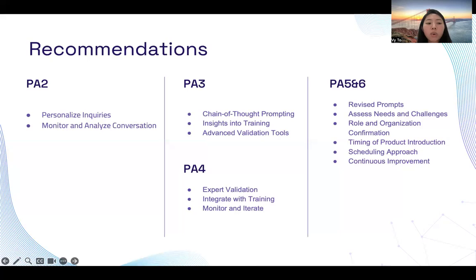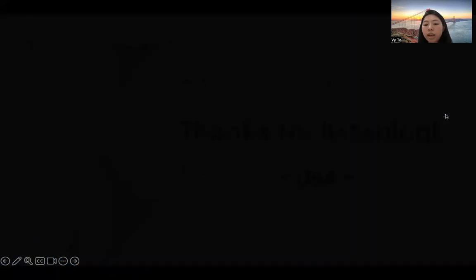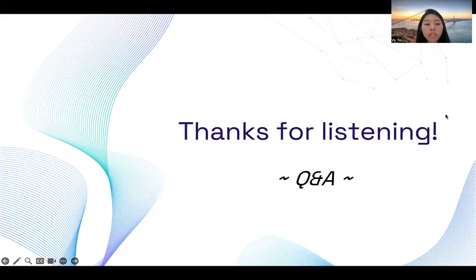Last but not least, we want to develop an advanced training model. By doing this, we want to develop a comprehensive training model with case studies, role play and scenarios. And this concludes our presentation.